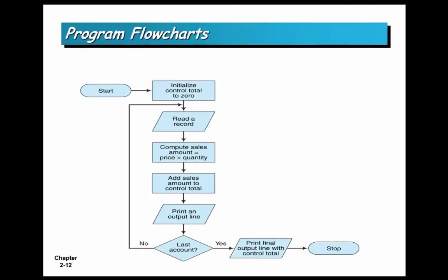And so when you get to the last account, there are no more records after it. You then print that control total, the final total, at the bottom of the report, and you're done. So that's how a program flowchart works.